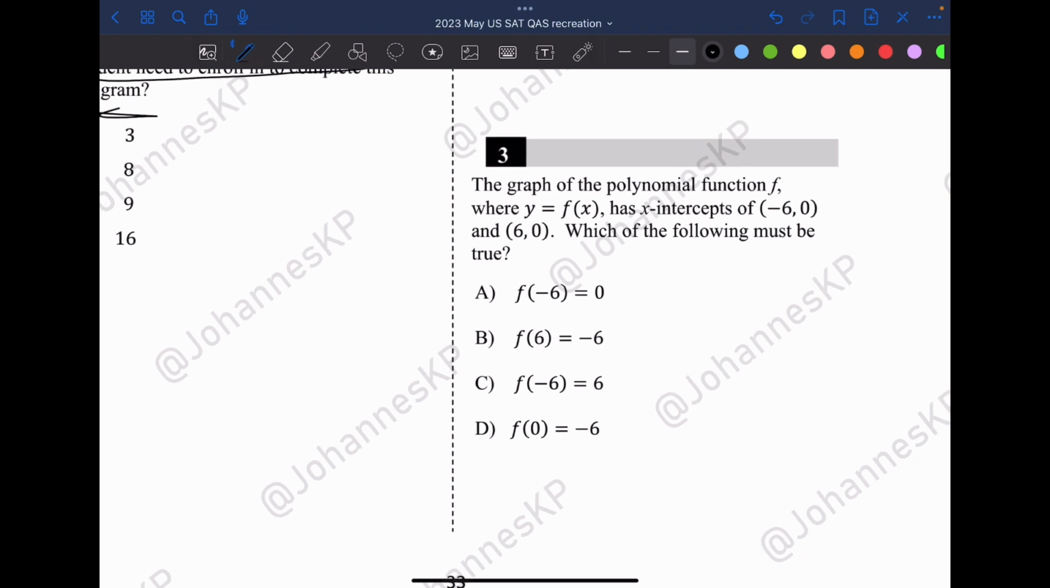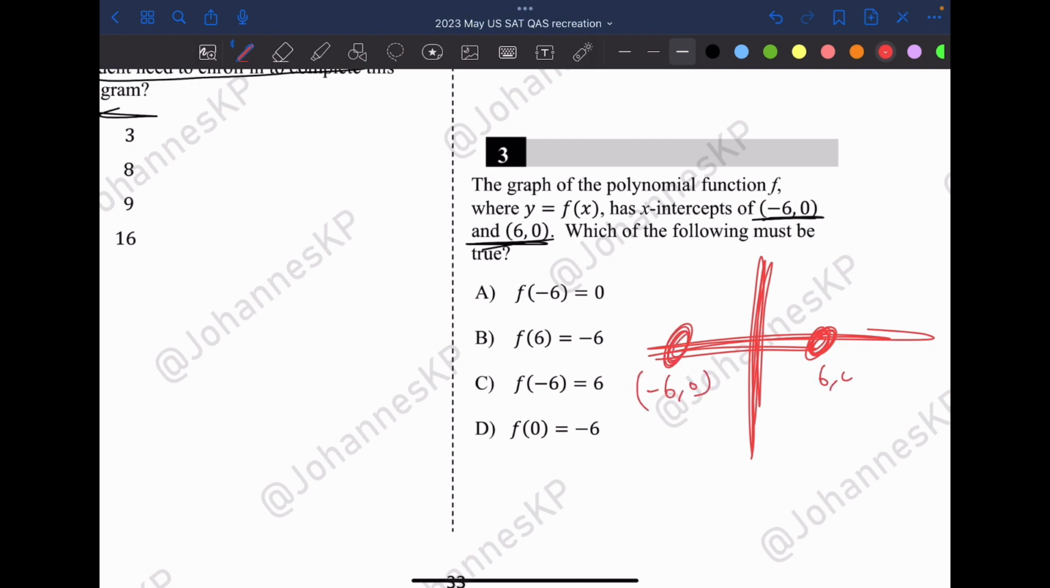Next question on this page, question number 3. The graph of the polynomial function f, where y = f(x), has x-intercepts at (-6, 0) and (6, 0). Which of the following must be true? Okay, first let's do a sketch. We have an x-intercept here at (6, 0), and we have one at (-6, 0). I'm going to write it: (-6, 0) and (6, 0).